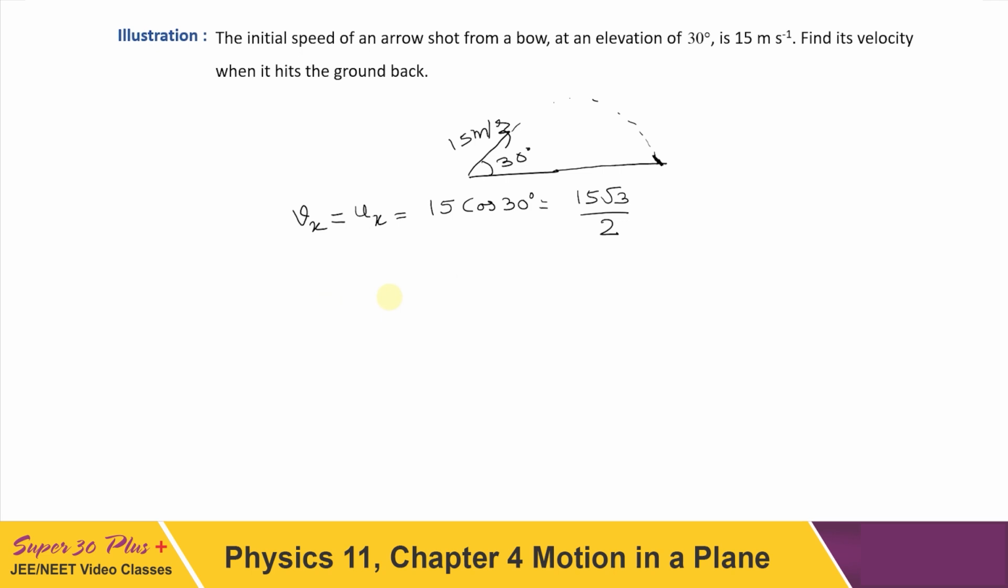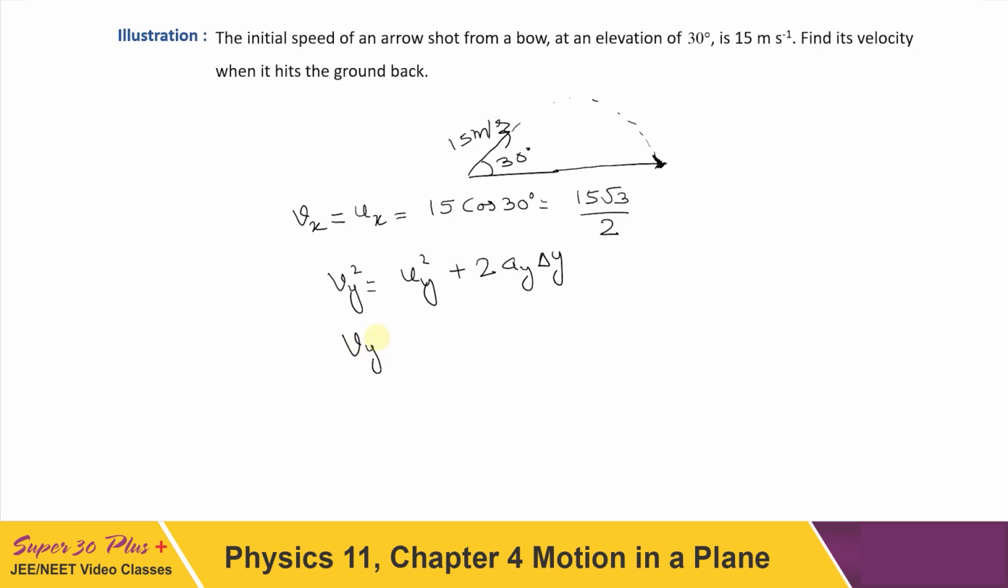Now what about y direction? For y direction we have to write Vy square is equal to uy square plus 2ay delta y, and it is asking for the termination point. So for that point delta y will be 0.